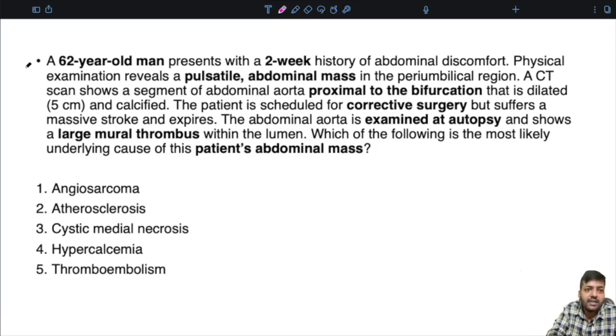A 62-year-old man presents with a 2-week history of abdominal discomfort. Physical examination reveals a pulsatile abdominal mass in the periumbilical region. A CT scan shows a segment of abdominal aorta proximal to the bifurcation that is dilated to around 5 centimeters and also calcified. The patient is scheduled for corrective surgery but suffers a massive stroke and expires.